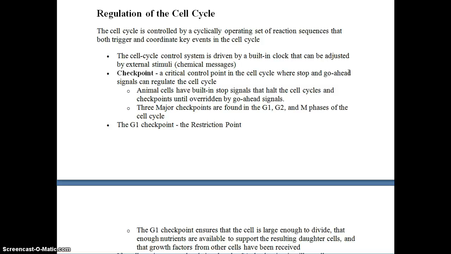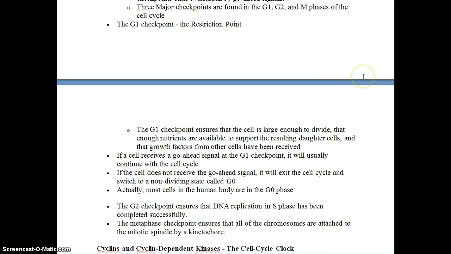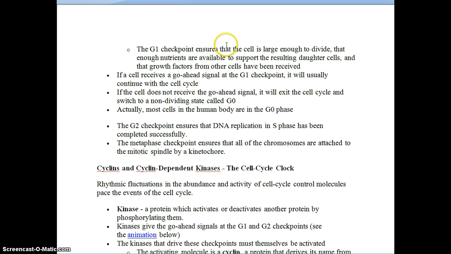The G1 is what we call the restriction point. That's the technical term. I don't get too caught up in knowing the names of the checkpoints. The main idea is that the cell is large enough to divide and that there are enough nutrients available. See, cancer cells really don't care. They don't care about any of this, whether the cell is large enough, whether there are enough nutrients. Just doesn't care.